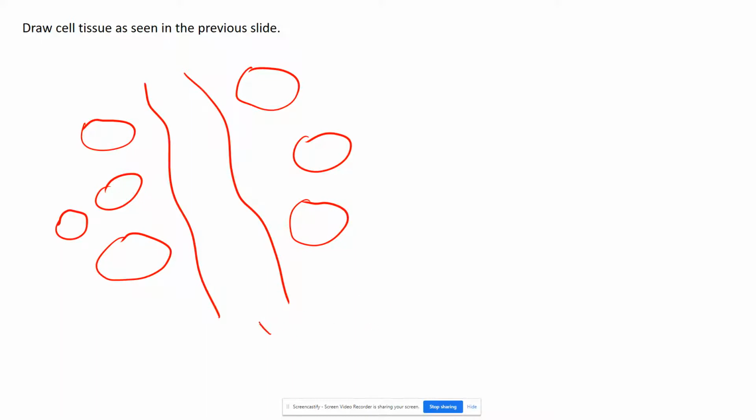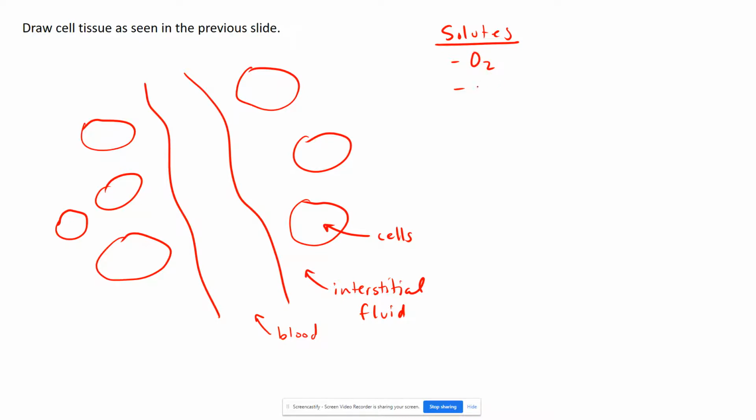So let's label. We've got blood. We have interstitial fluid. And we have our cells. So the whole point is that in all of these fluids there are solutes that are dissolved, right? Solutes are things that are dissolved in a solvent, which is the water of our blood or interstitial fluid. And so let's just do some main ones. Let's do oxygen and CO2 and glucose.